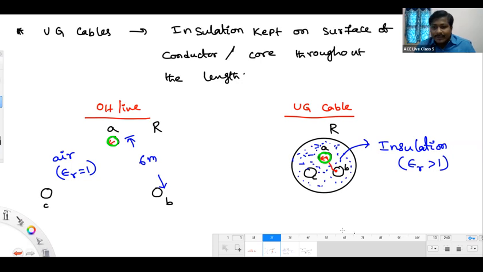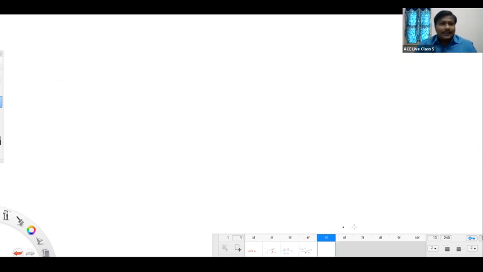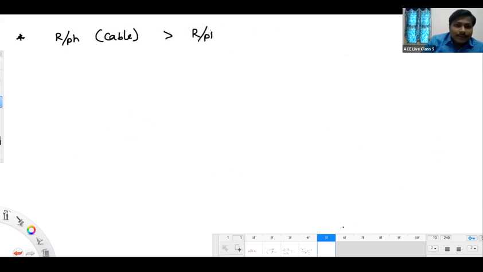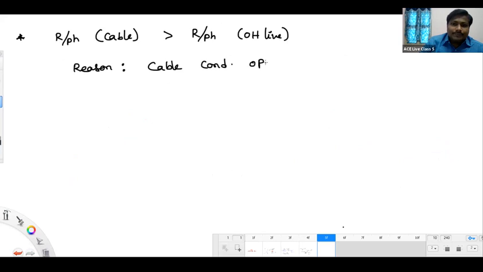So the conductor resistance R per phase for the cable is greater compared to R per phase of the overhead line. And what's the reason for it? Reason one is that the cable conductor operates at high temperature.